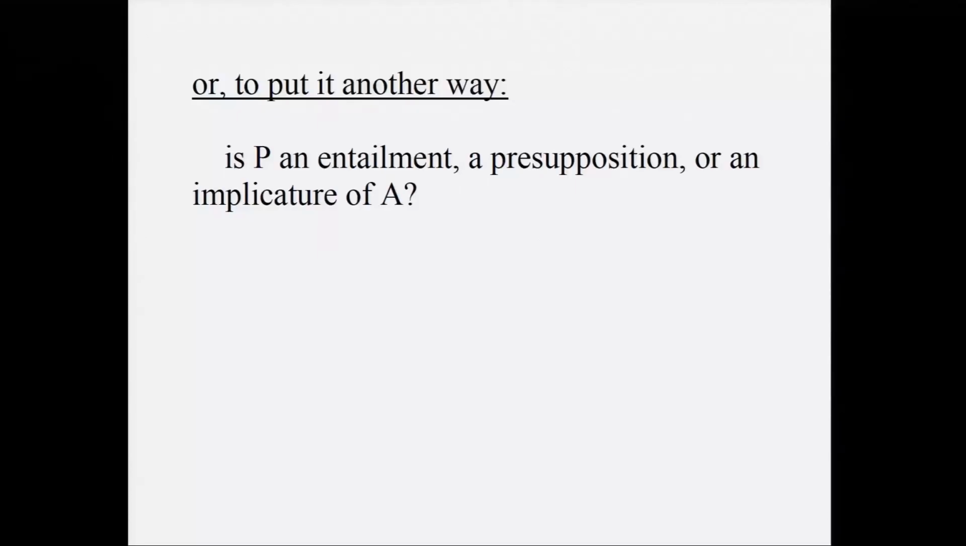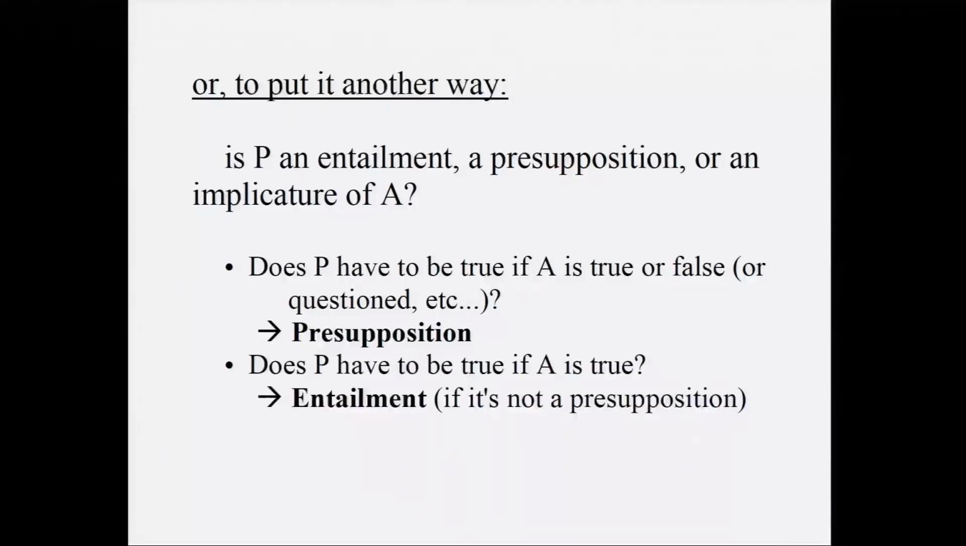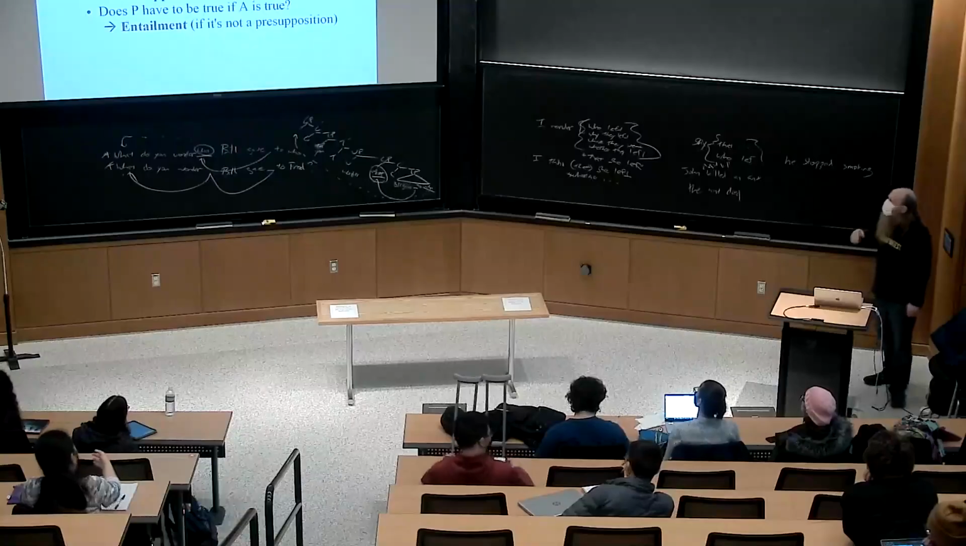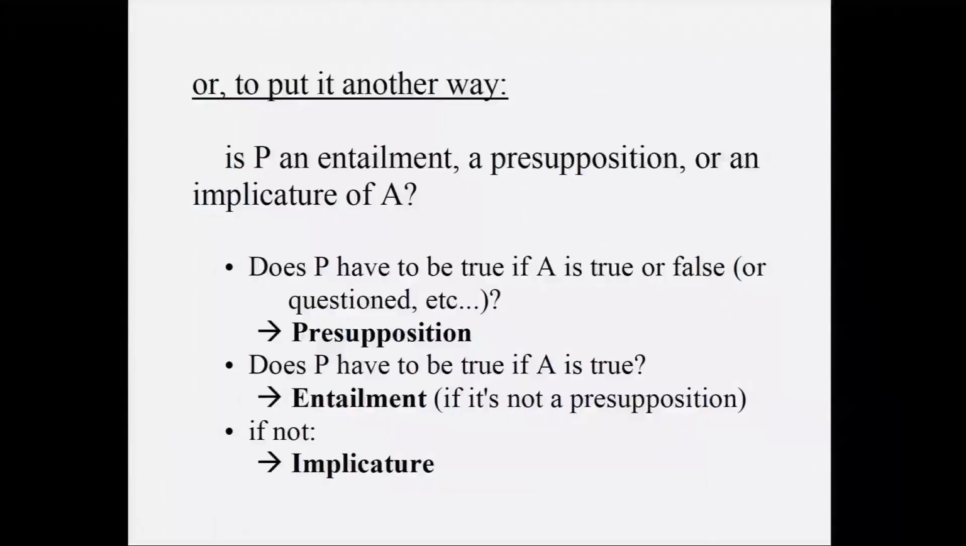Or, to put it another way, if you're asking whether one sentence P is an entailment or a presupposition or an implicature of A, the thing to ask yourself is, does P have to be true for A to be either true or false? If so, then it's a presupposition. Does P have to be true just if A is true? If so, it's an entailment. And then, does P have to be true at all? Or is it just something you might be inclined to think? Then it's an implicature.